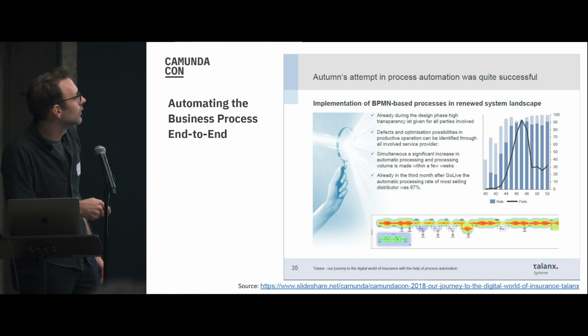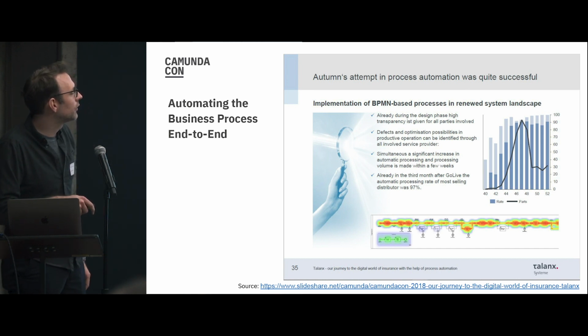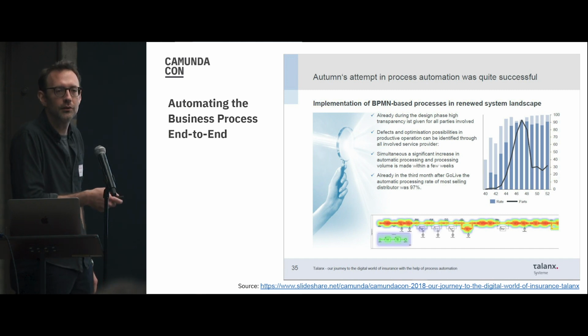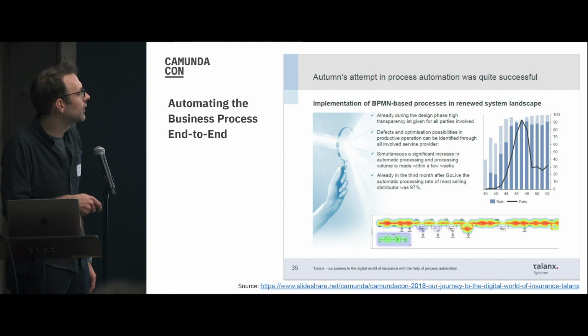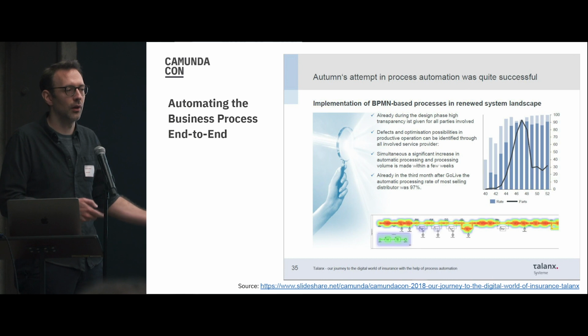Their goal here is that already in the third month after go-live, the automatic processing rate of the most selling distributor was 97%. So executing this process here on the bottom, we can see the straight through, the happy path. That's what's red. This is the heat map from Camunda, obviously, that you may be familiar with. We can see that almost all requests go through that happy path, and there are only very few situations here where we need to then involve a human, which is down here. So their goal is to do straight-through processing.